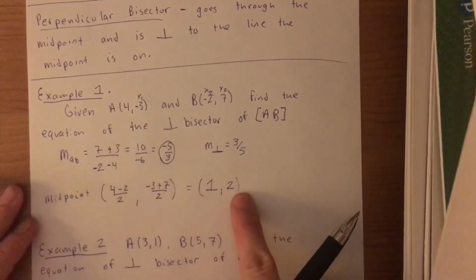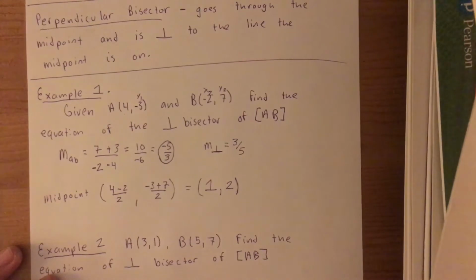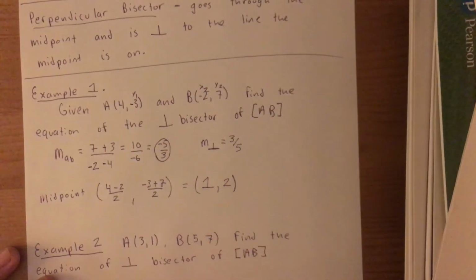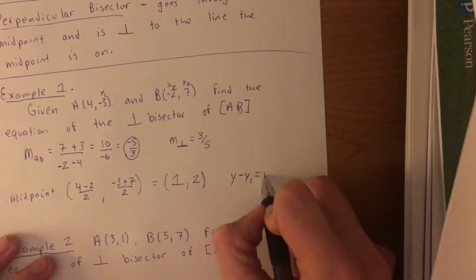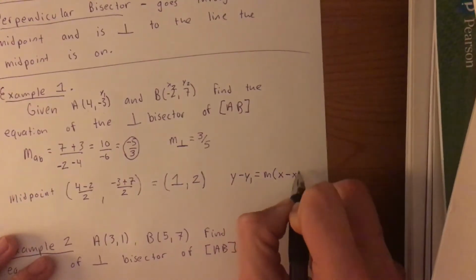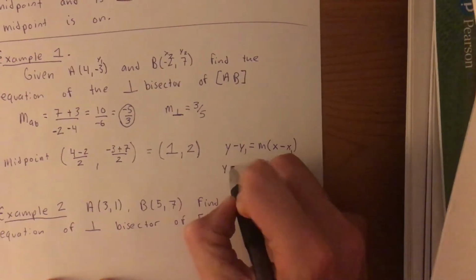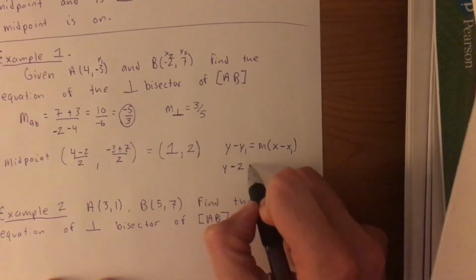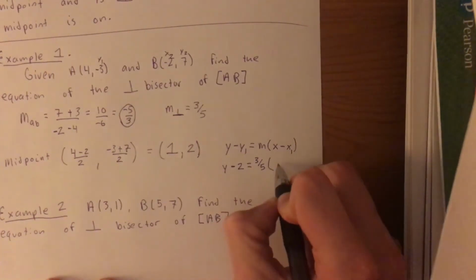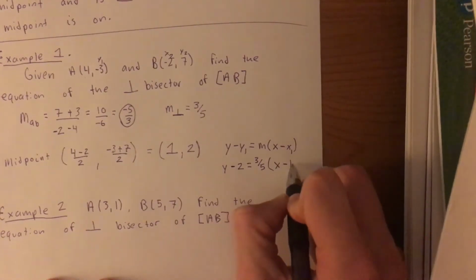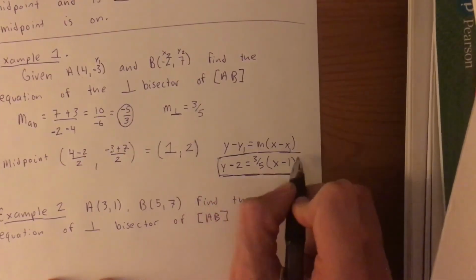Now, once you have the perpendicular slope and once you have the midpoint, you are ready to write your equation. We're going to use point gradient form, which as a reminder is y minus y1 equals m times x minus x1. That's in that IB formula booklet that you all have. So I'm just going to fill in the midpoint coordinates here. So y minus 2 equals the slope of the perpendicular, 3/5, times x minus 1. And that right there is the equation of the perpendicular bisector.